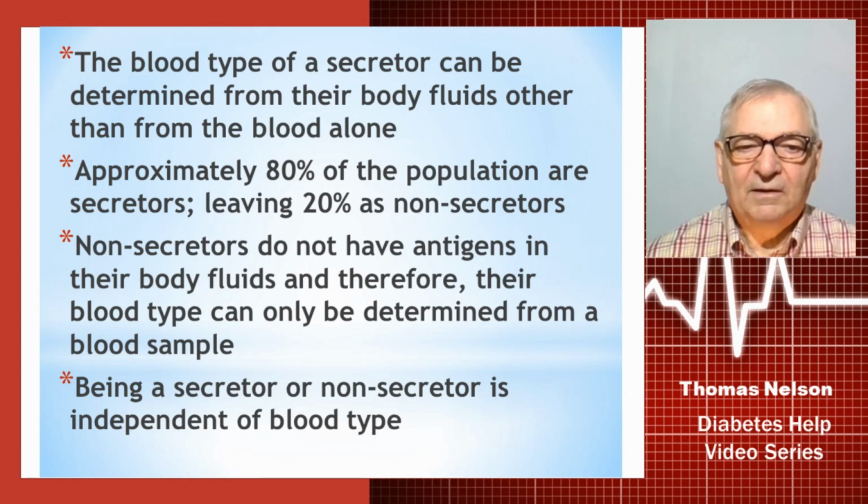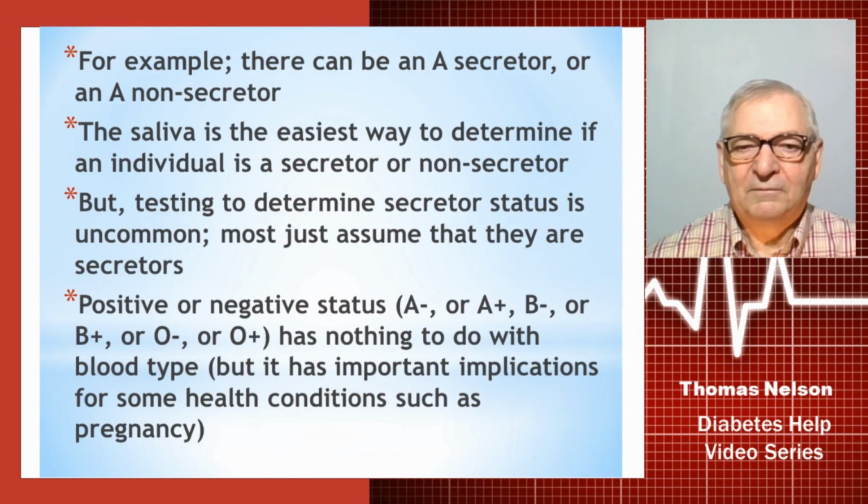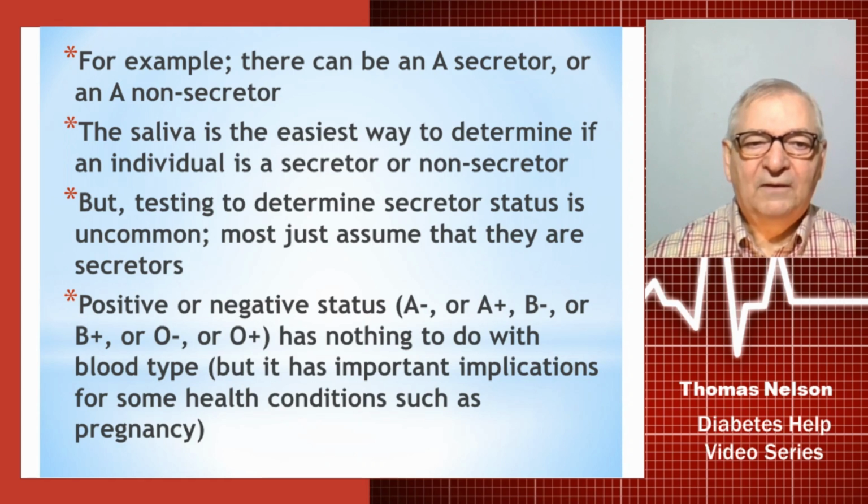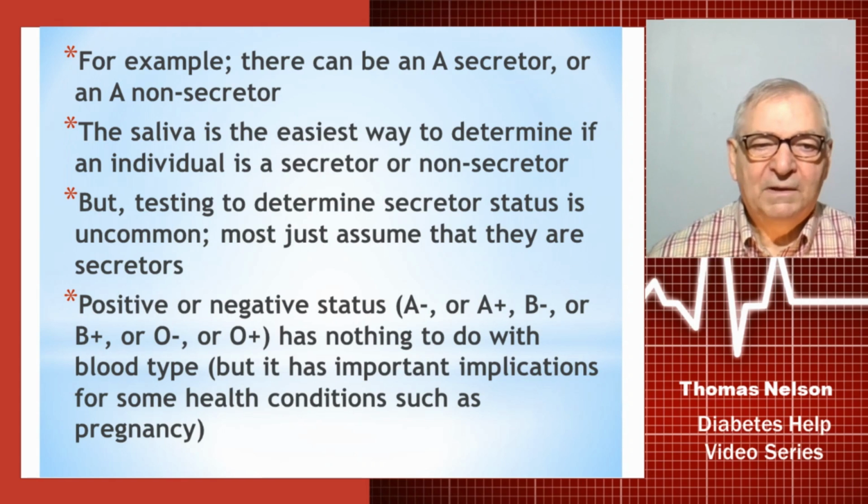Being a secretor or a non-secretor is independent of your blood type. It's really not of any significant importance. For example, there can be an A secretor or an A non-secretor. Saliva is the easiest way to determine if an individual is a secretor or a non-secretor. But testing to determine secretor status is extremely uncommon. Most just assume that they are secretors.